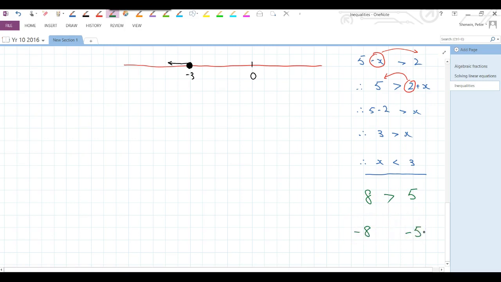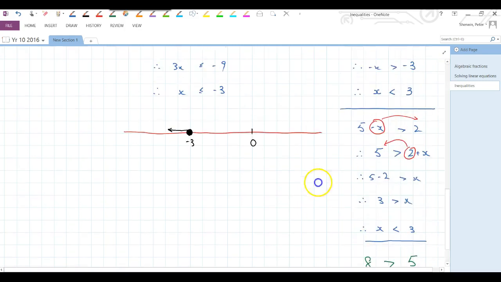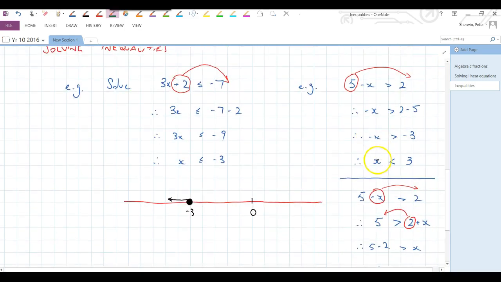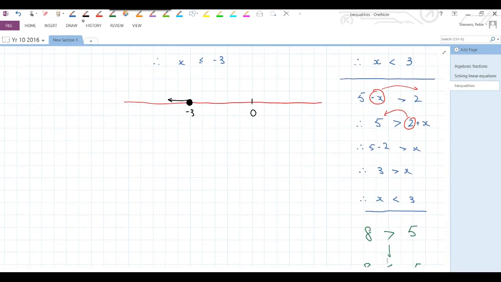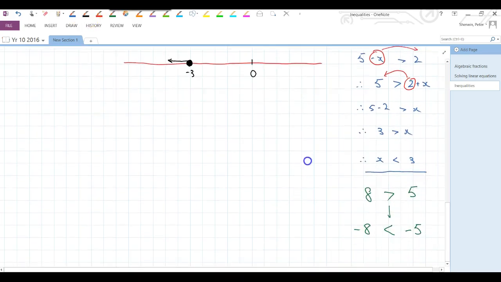Which way does the inequality face now? Which is the larger of these two numbers? It's that way, isn't it? So what happened here is this switched when we multiplied both sides by minus 1, which is what we did here. Multiply both sides by minus 1, switch the inequality around. So keep that in mind, and you can't go too far wrong. Let's have a look at a couple more examples.